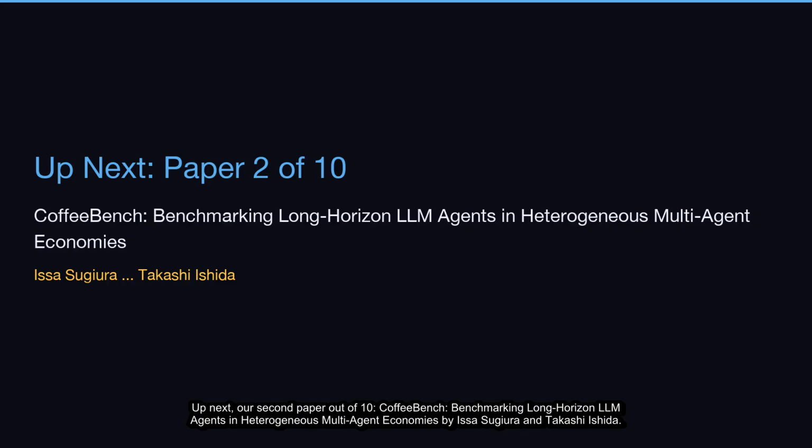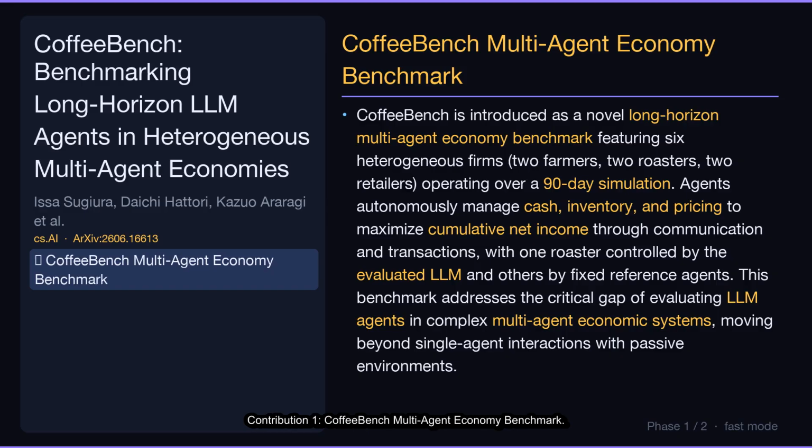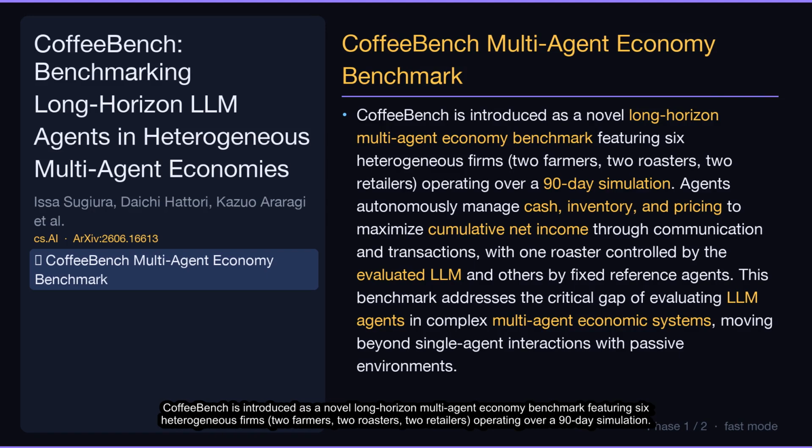Up next, our second paper out of 10, CoffeeBench, Benchmarking Long Horizon LLM Agents in Heterogeneous Multi-Agent Economies by Issa Sugiura and Takashi Ishida. Let's break down its key contributions. Contribution 1, CoffeeBench Multi-Agent Economy Benchmark. CoffeeBench is introduced as a novel long-horizon multi-agent economy benchmark featuring 6 heterogeneous firms, 2 farmers, 2 roasters, 2 retailers, operating over a 90-day simulation.